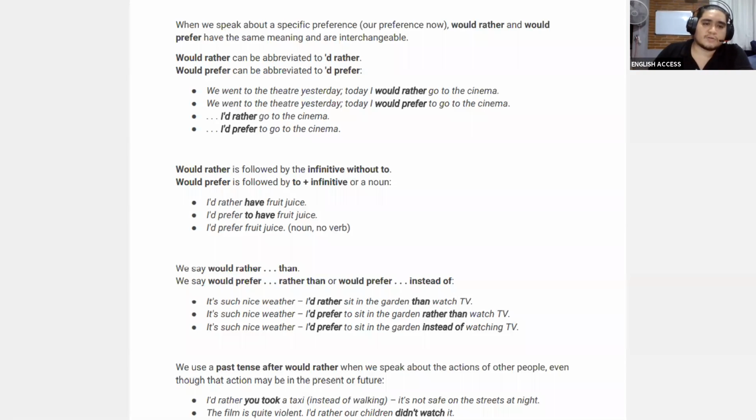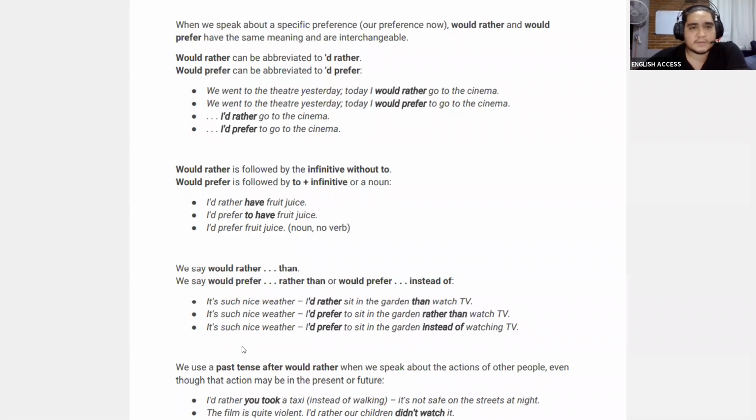So when we use would rather or would prefer, usually we have options, correct? In this case, the options were being in the garden or watching TV. And well, it's just a matter of taste, and that's it. All right, now we use a past tense after would rather when we speak about the actions of other people, even though that action may be in the present or future.